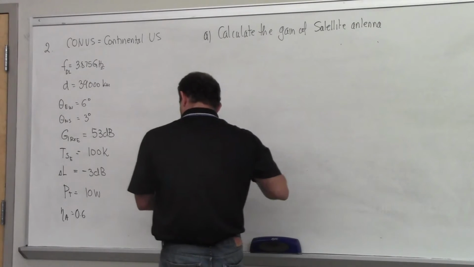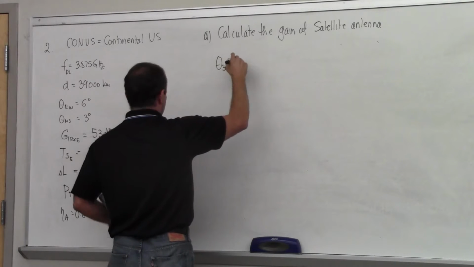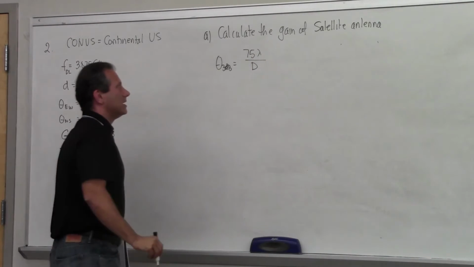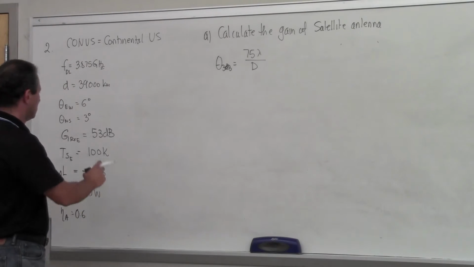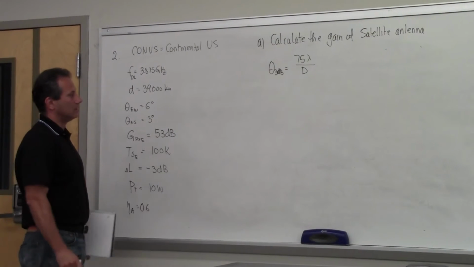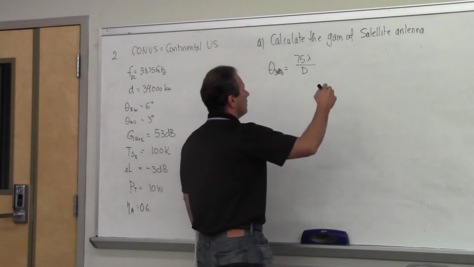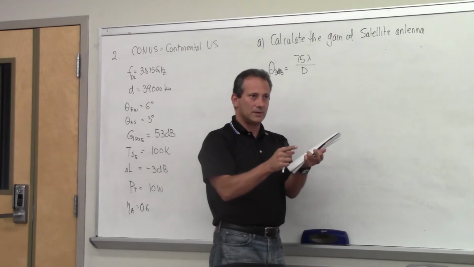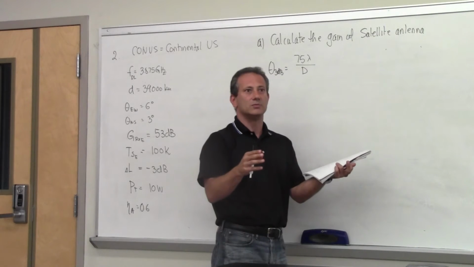Okay. So we have that equation: theta 3 dB is equal to 75 lambda over the dimension in a given direction, right? So this is an antenna that has unequal theta 3 dB. So you can assume that this is a horn antenna. Now, if you want a tighter, smaller beam width, the dimension in that direction needs to be longer, right?